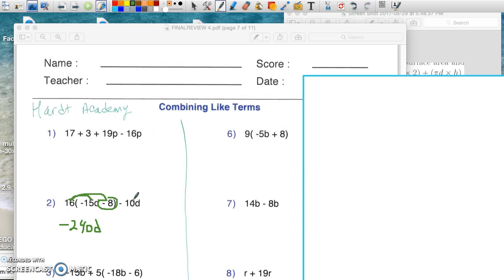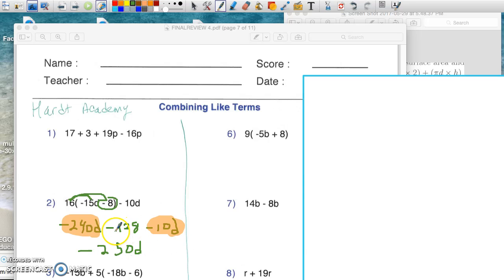Now, 16 times negative 8. You have negative 128. Bring down the rest, which is a negative 10d. Now what are you going to do? Combine like terms. What like terms do you see? This one, negative 240d and a negative 10d. Combine like terms means to add. So when you add a negative and a negative, you're going to get a negative. Add those two negatives together. I have really negative 250d.